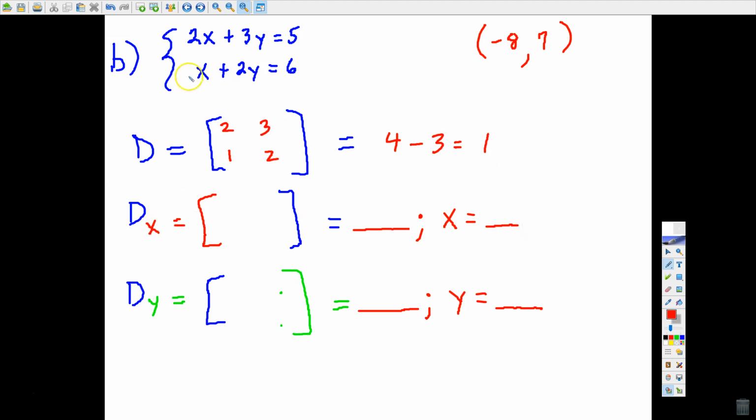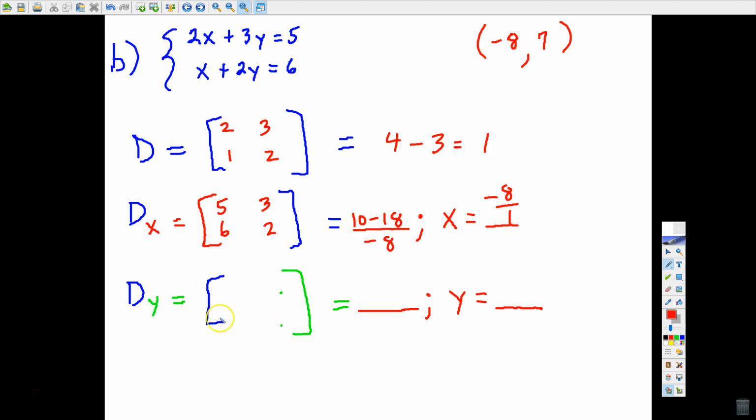To find d sub x, I replace the x coefficients with the constants. So this matrix, d sub x, is going to look like this. 5, 6, and I'm going to leave the y coefficients like they were originally, and I find the determinant of this. 5 times 2 is 10, minus 18, and that's negative 8. So to find x, I take my d sub x, and I always divide by this initial determinant of the coefficient matrix. So that's how we got x is negative 8.